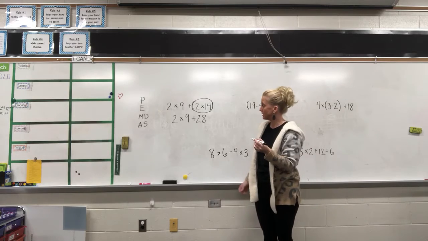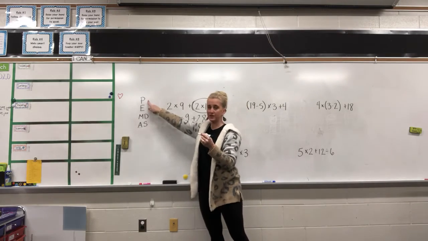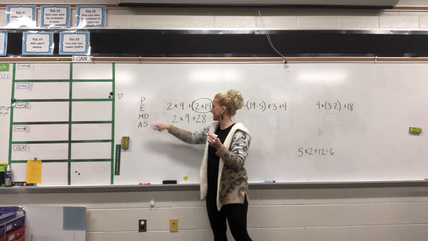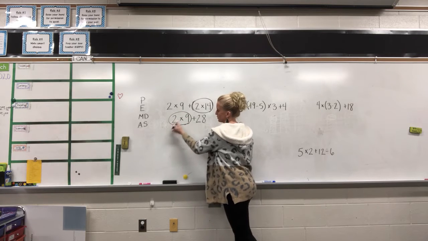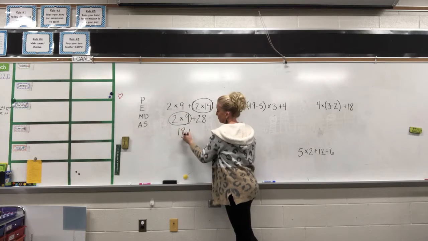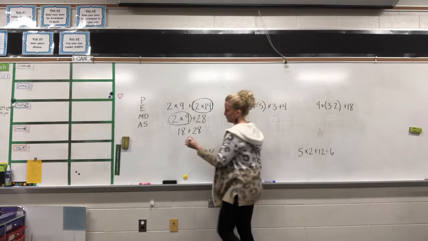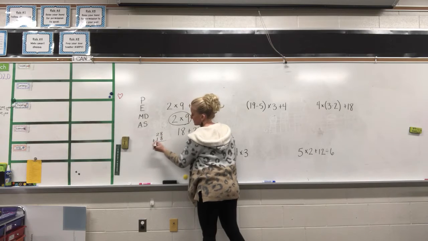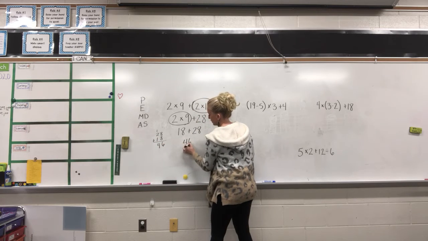So now when I look at my please excuse my dear Aunt Sally, there's no parentheses, no exponents. So now I have to do multiplication and division. I'm going to do my multiplication first here. So 2 times 9 is 18, plus that leaves me 28. So I'm going to add 18 plus 28. I'm going to write it up and down over here just so that I can make sure I get the right answer. 8 plus 8 is 16, 2, 3, 4. So my answer here is 46.